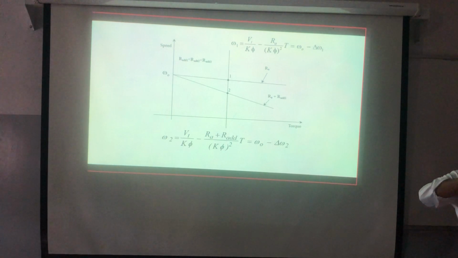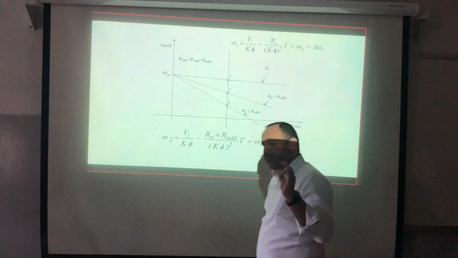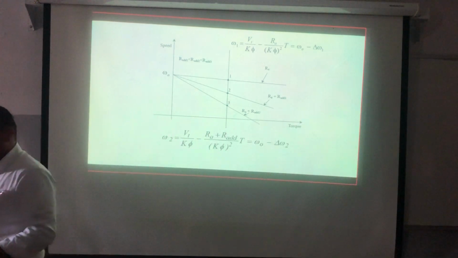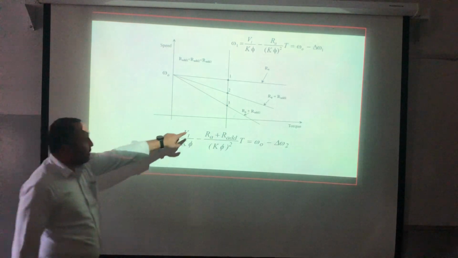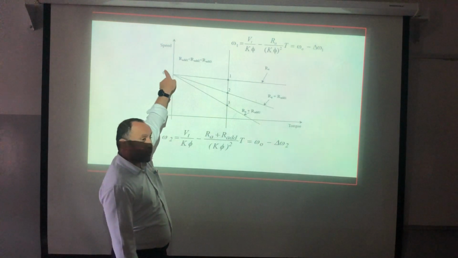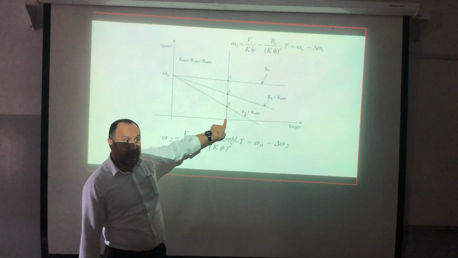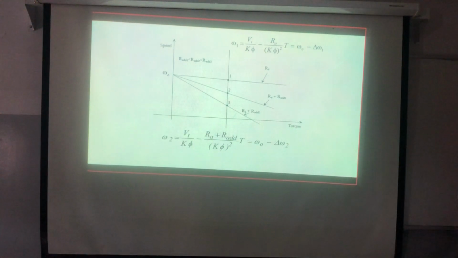What about if I add more resistance? What will happen to the slope? Slower. The speed will be slower. What about if I add resistance such that I will put the machine at hold position? What is the meaning of hold position? Block rotor. So simply I need to adjust this curve such that the torque speed characteristic intersects with this point, correct? So I can go from point 1 to point 4.